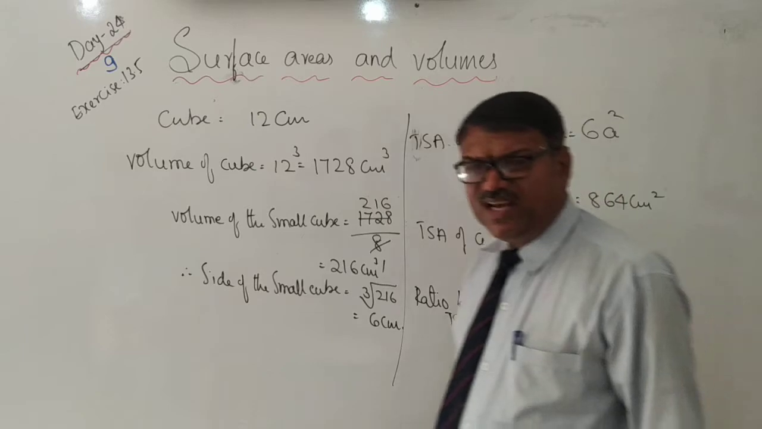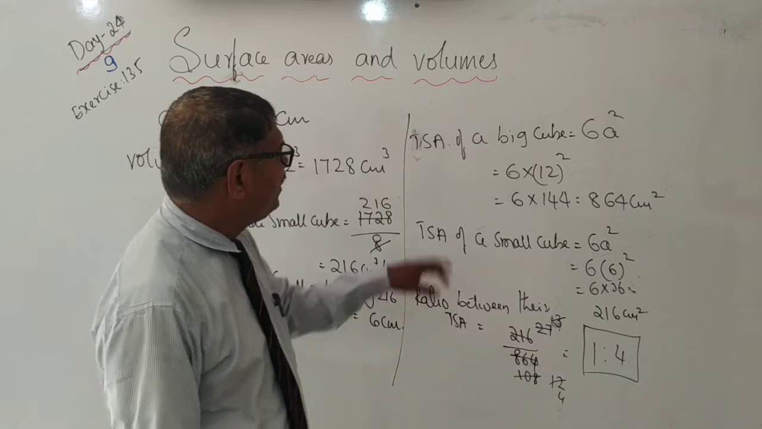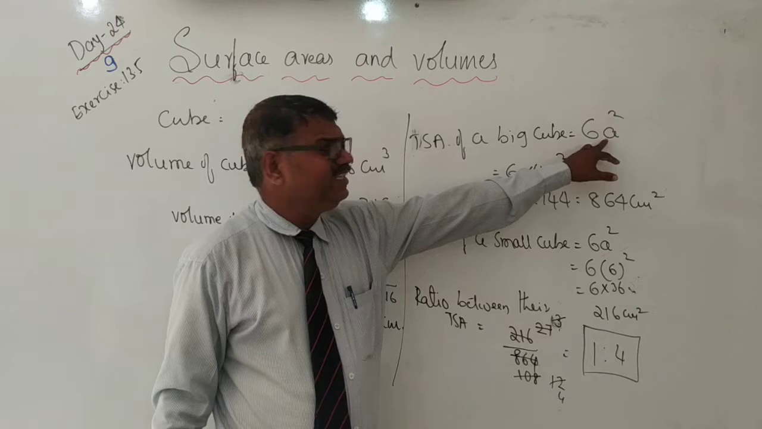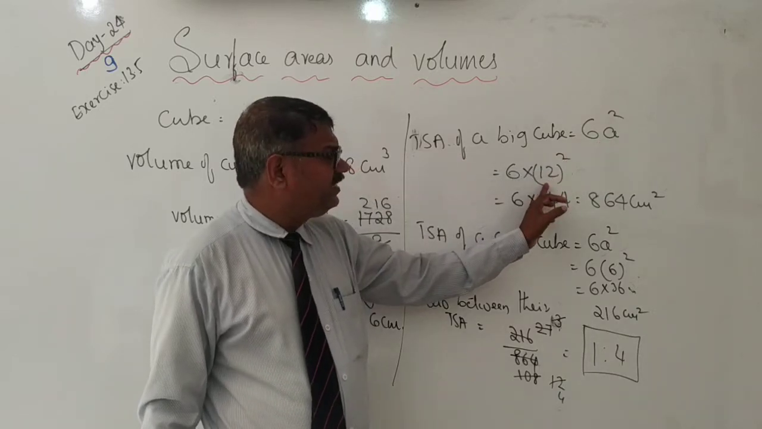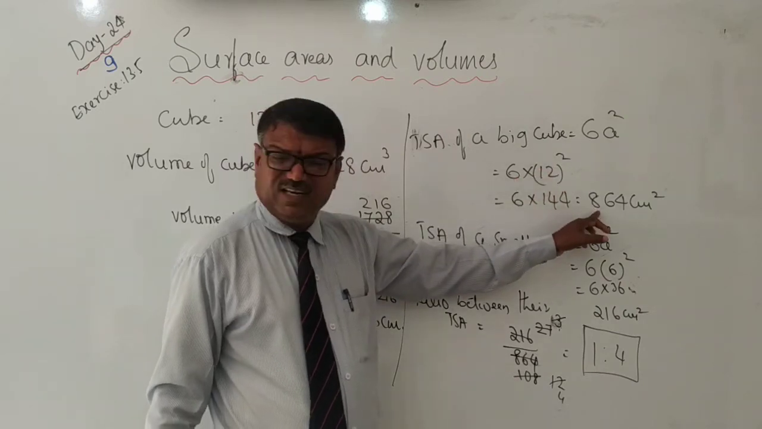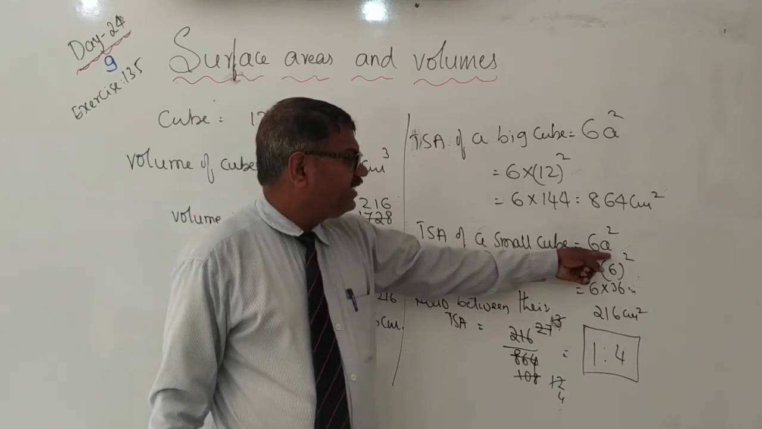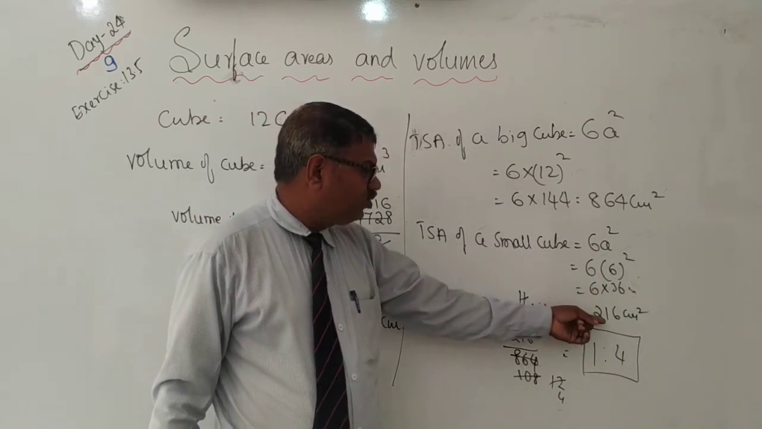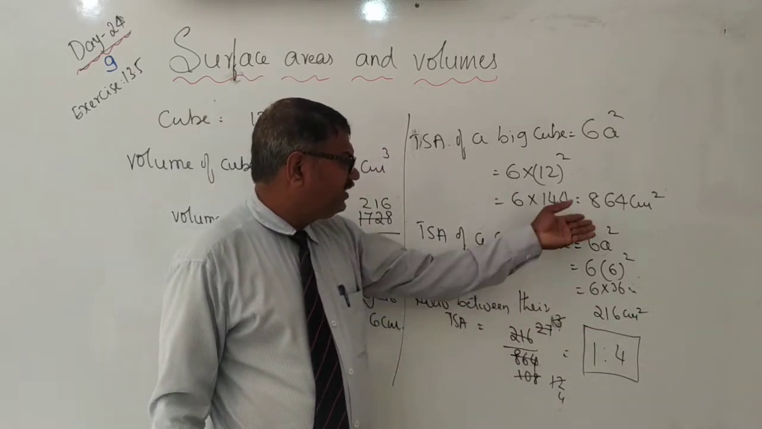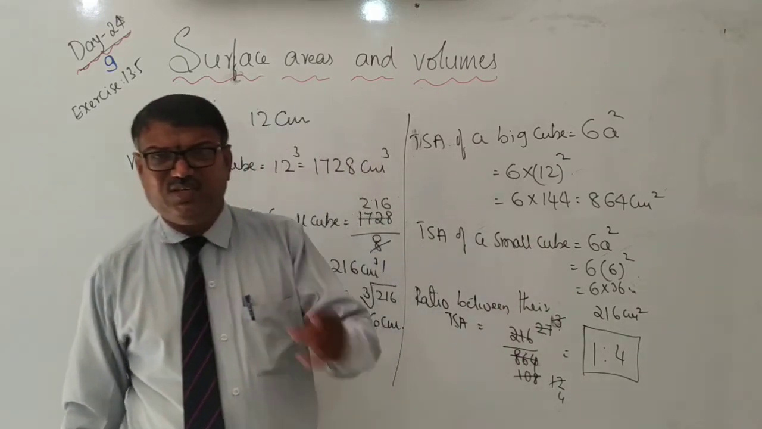Now, we have to find out the surface areas of the big and small cubes. Very, very simple. So, total surface area of a big cube is equal to 6A square. A is nothing but the side, and for the big one the side is 12. 12 square is 144, into 6 is nothing but 864 centimeter square. Next, TSA of the small cube. Here the side is 6. Therefore, it is also 216 centimeter square. Now, the ratio. So, this upon this, 216 divided by 864. It is nothing but 1:4. Did you understand? Okay.